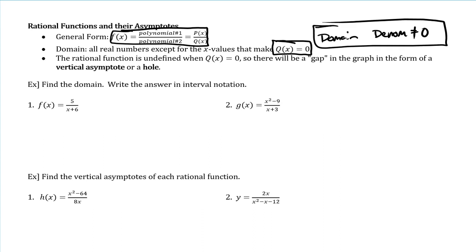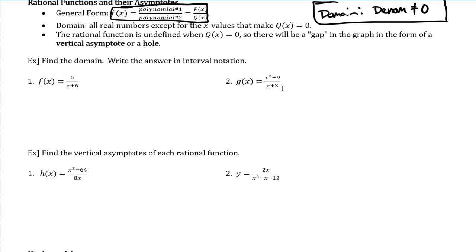Okay, so let me box that instead. That's better. Here I wanted to use the math notations, but in words I think it's better. The domain is where the denominator cannot be 0. So the rational function is undefined when that denominator is 0. So there'll either be a gap in the graph in the form of either an asymptote, the vertical asymptote, or a hole. These asymptotes, we'll show them visually, they're just going to be guides for the direction of the graph. Okay, so we'll see that real soon.